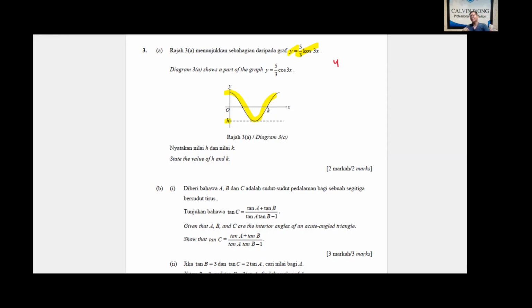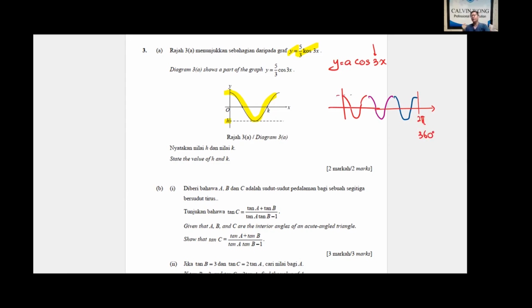So the method is y equals a, either sine, cos or tangent. Let's say this case is cos 3x. The 3x means you have 3 cycles: 1 cycle, 2 cycles, and 3 cycles within 2 pi. That means 360 degrees. That's the meaning.